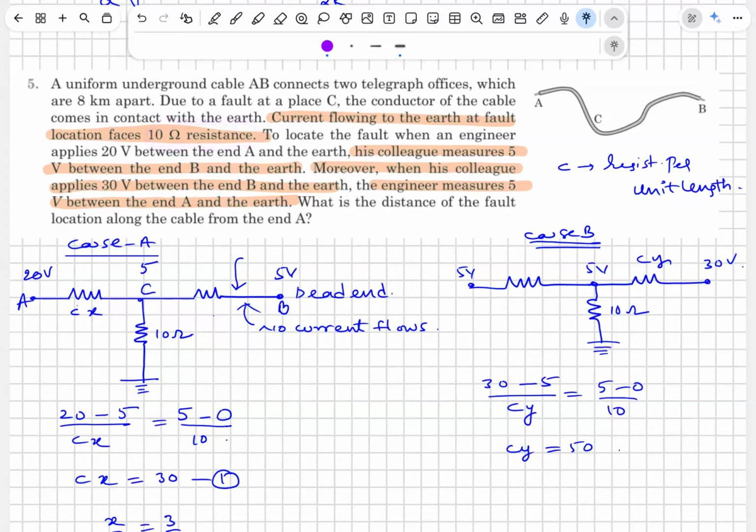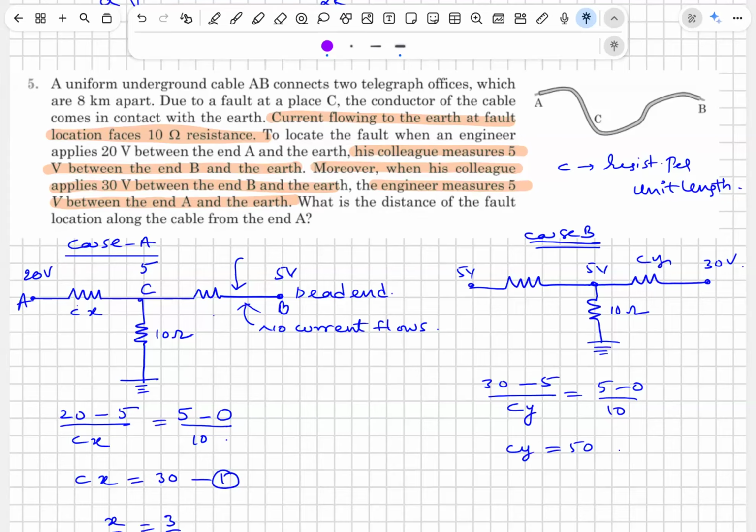To locate the fault, an engineer applies 20 volts between the end A and the earth, and his colleague measures 5 volts between the end B and the earth. Okay. Don't worry. Moreover, when his colleague applies 30 volts, the engineer measures 5 volts between the end A and the earth.